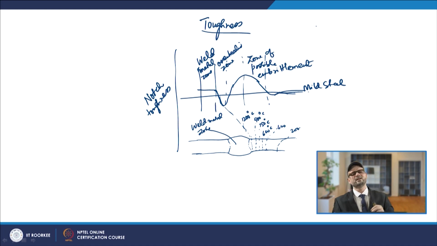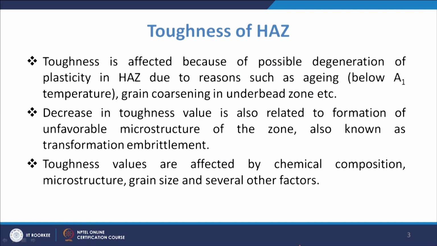Now, this change in toughness depends on many factors. These values are affected basically by the chemical composition, then microstructure and grain size. These are the factors that are helpful in predicting the toughness values. They are affecting the toughness value, whereas the prediction of the toughness in the underbid zone is rather difficult.